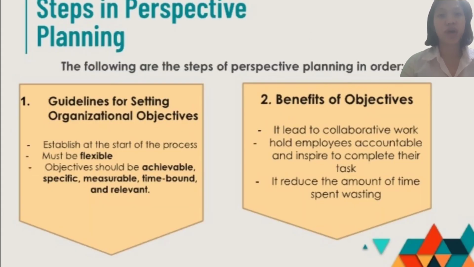Moving forward to the last part of our report, which is the steps in perspective planning. The following are the steps of perspective planning in order. Number 1, guidelines for setting organizational objectives. The plan's objectives are established at the start of the perspective planning process. Financial, material, and human resources are all recognized to be used in educational institutions. Through strategic planning, realistic and adaptable objectives are set to enhance the institution's intended direction.